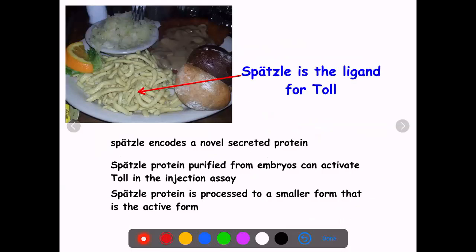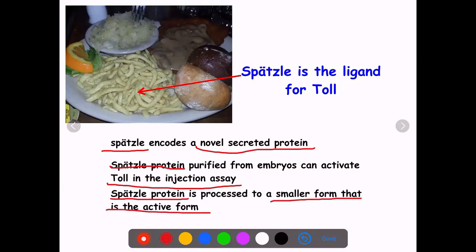Spätzle is the German noodle. I took this picture when I went to Fredericksburg, Texas. And Spätzle is the gene name, and it's a novel secreted protein. Spätzle protein purified from embryo can activate the Toll in the injection assay. We have seen it. And Spätzle protein is processed to a small form that is the active form. So actually they are a bigger form, and then they cut a corner and become active.